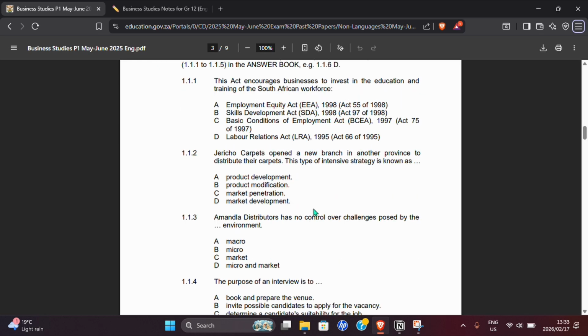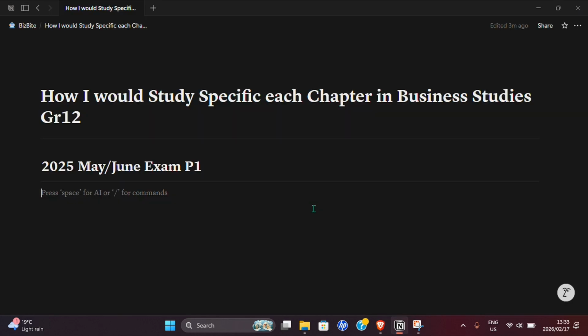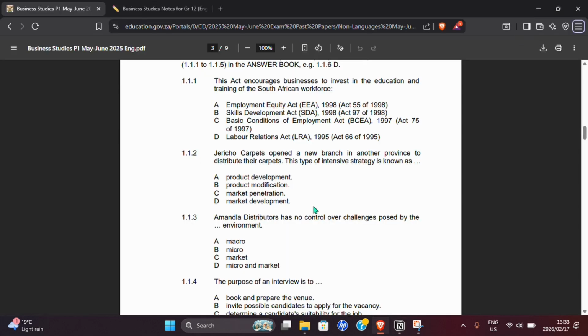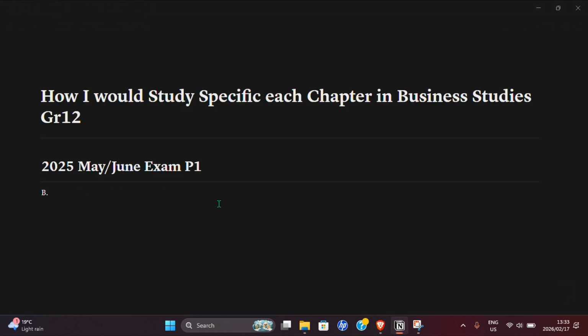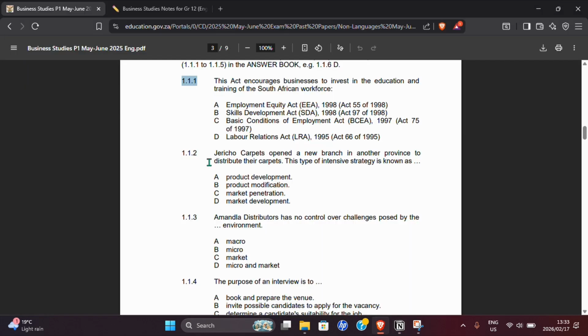All right, let's say the chapter that we need to start studying is legalization. That is the chapter that we're struggling with and that we need to focus on at the moment. You'd go ahead and look specifically for questions that are from legalization. So right here is this one, and this is definitely from legalization. This act encourages businesses to invest in the education and training of the South African workforce, and that would be E right there. The reason that I'm so quick on it and that I remember it is because I did it last year, so don't pay that any mind.